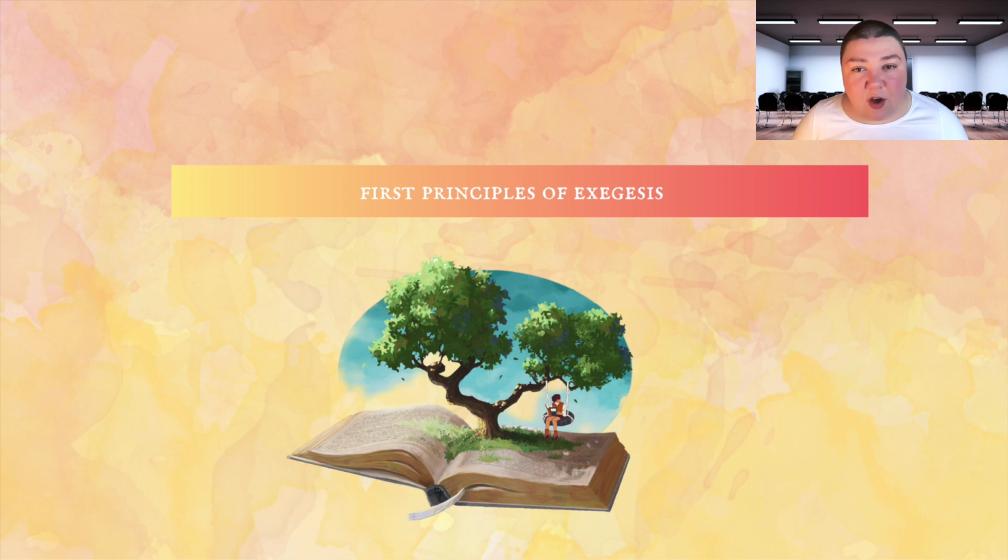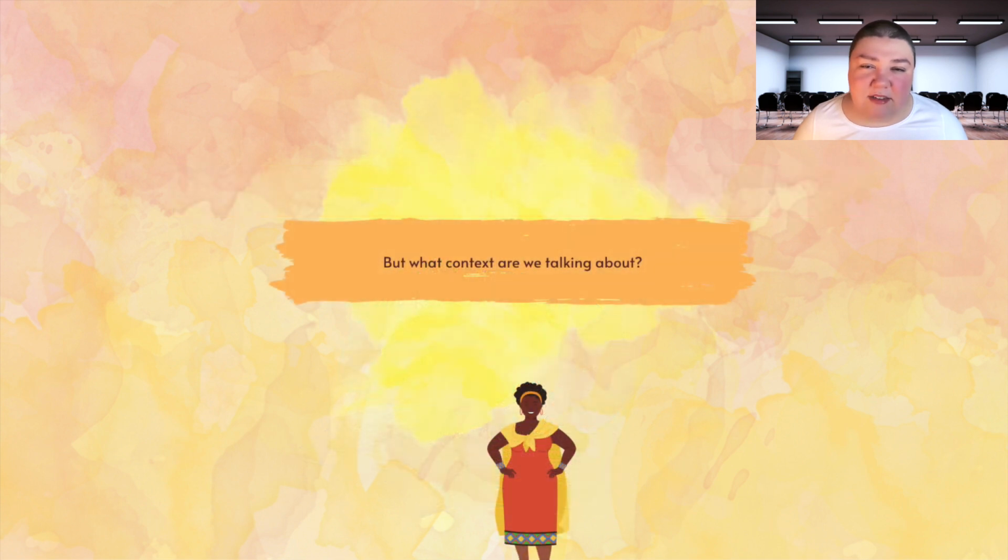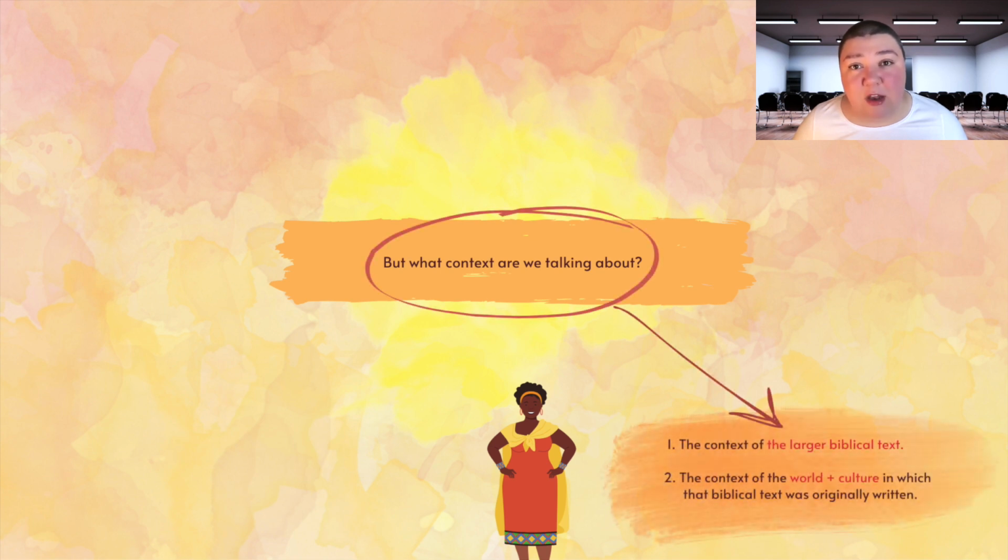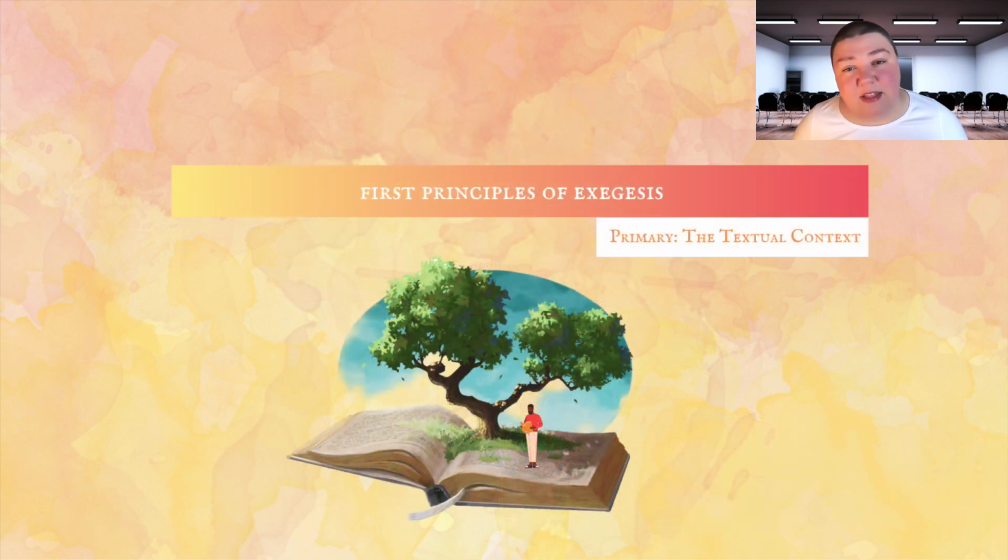We've said that at the heart of exegesis is context, contextual reading. But what context are we talking about when we say this? Primarily, we're talking about the context of the larger biblical text. And secondarily, we're talking about the context of the world and culture in which that biblical text was originally written. So let's first look at the primary context, the context of the larger text.